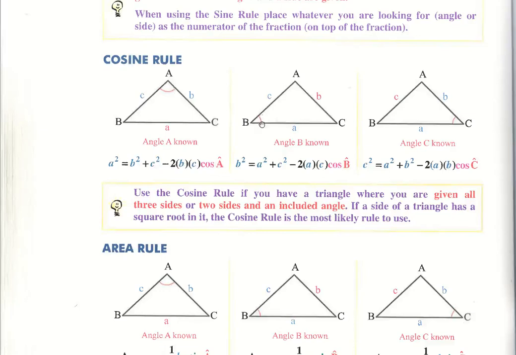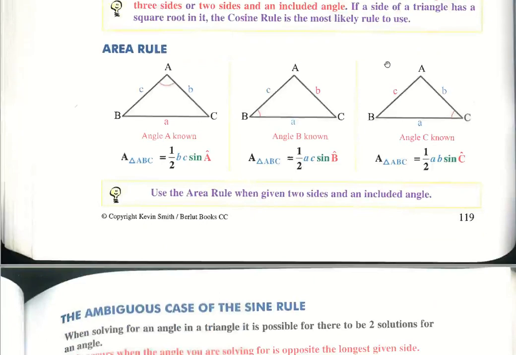If angle B is unknown, the equation is rearranged to b squared is equal to a squared plus c squared minus 2ac cos B. And the same for angle C. And you guys know this, you've been taught it. Now, the area rule is used when you are given two sides and an included angle and you want to know the area, or you've been given the area, okay?